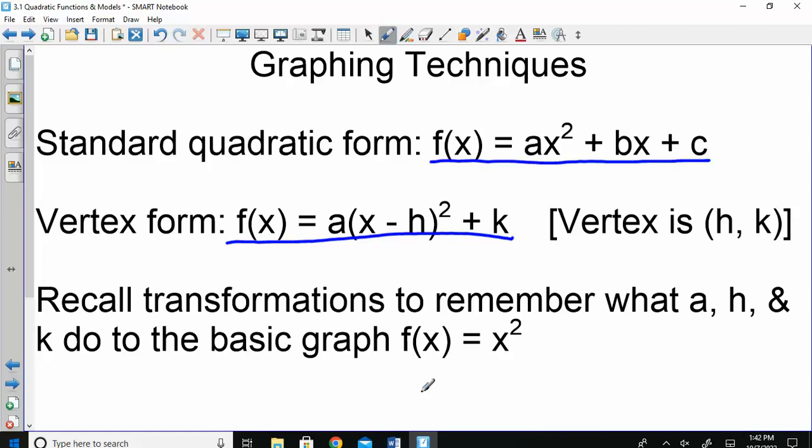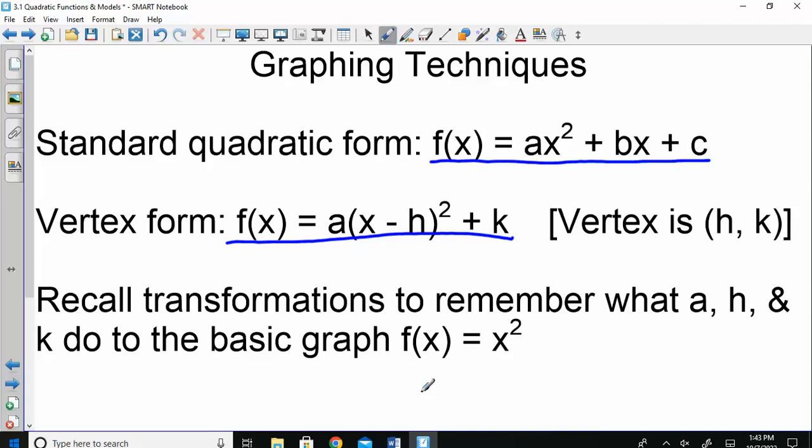Your quadratic, when you graph it, starts at 0, 0. When you add or subtract something to your x, that moves it left or right. When you put a k on the end, that moves it up or down. So the h, k actually gives you the vertex of your parabola. You could get that from drawing the graph or just by looking at the equation. And then we use our basic transformations to get the graph.